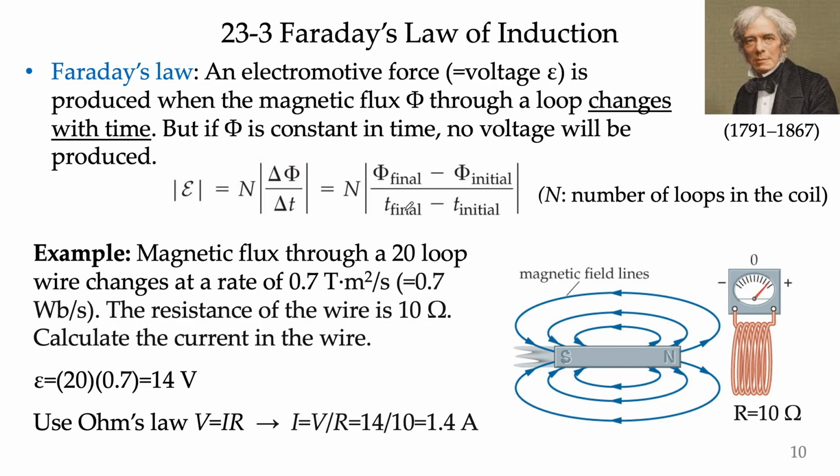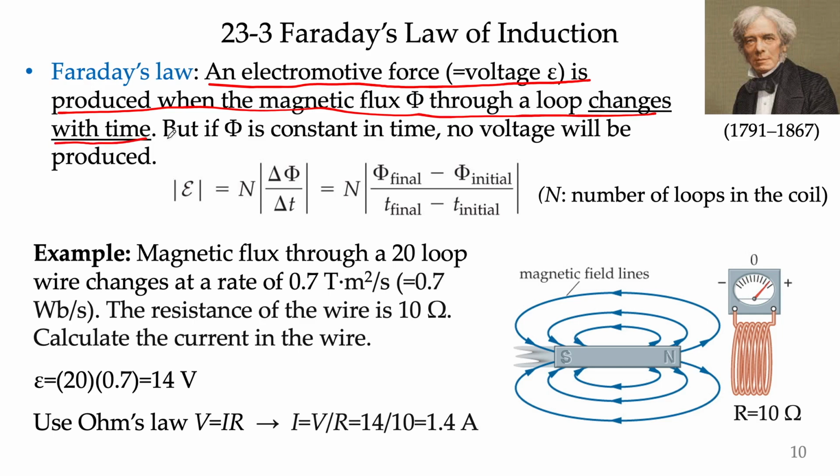Okay, now let's talk about Faraday's law. So we talked about how changing flux would create some current or voltage. But let's learn the formula, like how much voltage or electromotive force a changing magnetic flux would create. Now, Faraday tells us that an electromotive force, which basically means voltage, is produced when the magnetic flux through the loop changes with time. Okay, we learned about this.